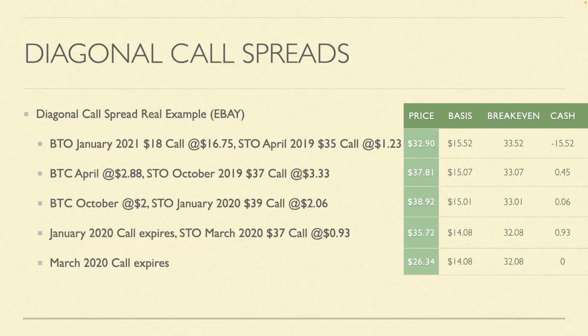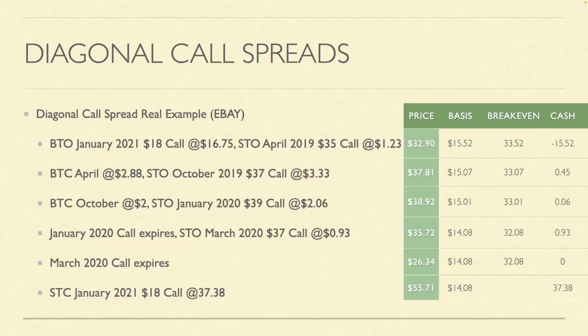Our March 2020 call expires worthless because the share price has dropped quite a bit, down to $26.34. Cost is still $14.08, but the price has fallen such that I don't find a good call to write, so I kind of forget about this transaction. The price recovers to $55.71, and I'm able to sell the long call for a profit. So I sell my January 21 $18 call for $37.38.